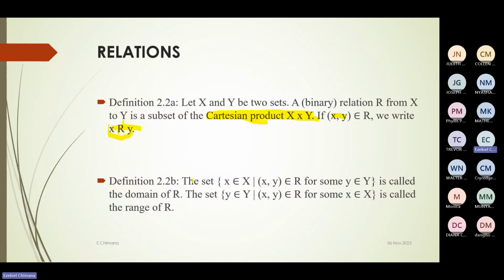Then, on the second definition, we are saying the set of X that is an element of X such that (X, Y) is an element of R, that is, (X, Y) is part of our relation for some Y that is an element of Y, is called the domain of R. The domain are the values of X, and the range are the values of Y. So there's a domain for a relation, and then there's a range.